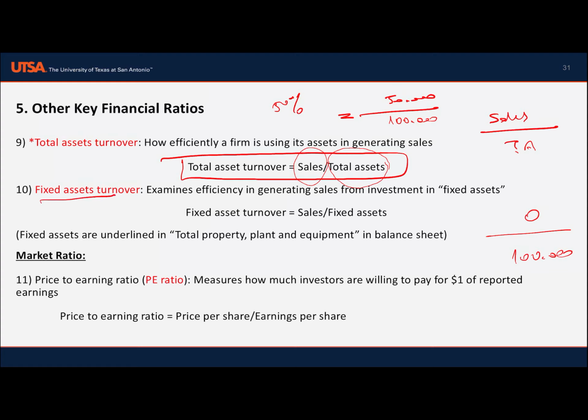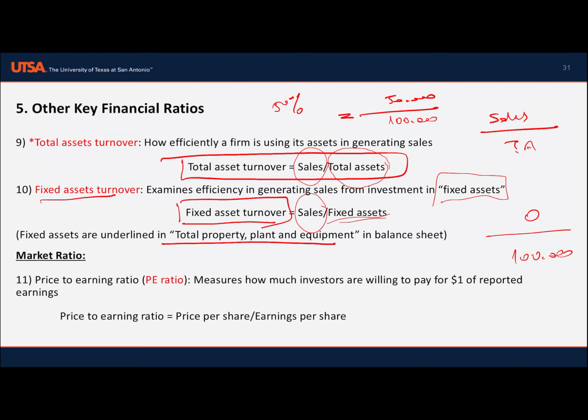Fixed asset turnover examines the efficiency in generating sales from investments in fixed assets. Same, fixed assets in the denominator and the numerator is sales. You will find the fixed asset turnover by dividing sales over fixed assets. Fixed assets are underlined in total property, plant, and equipment.